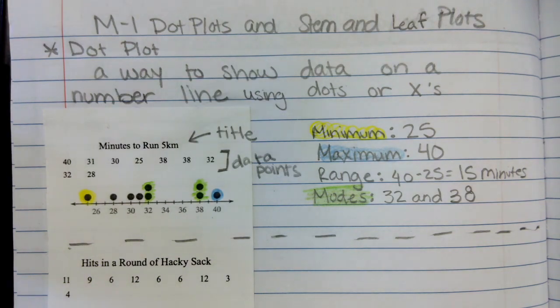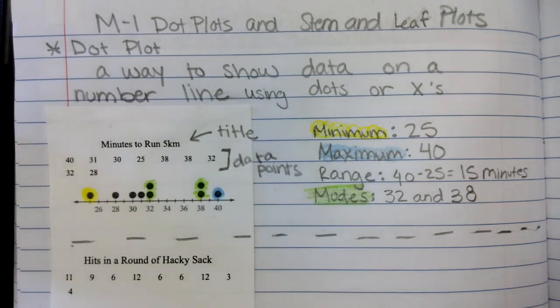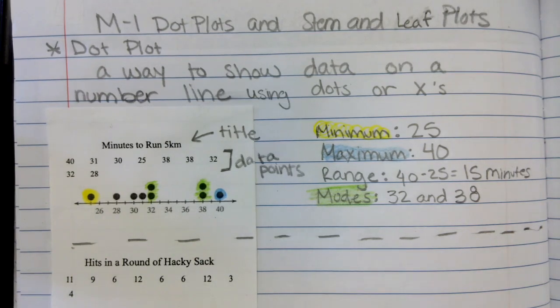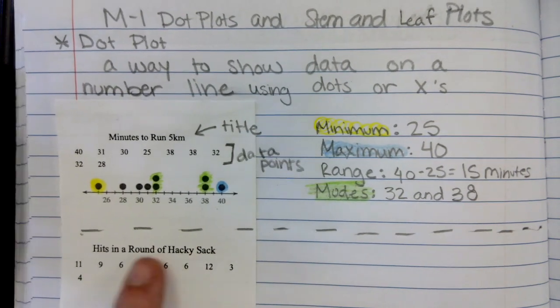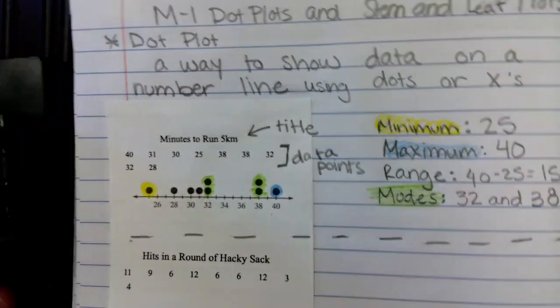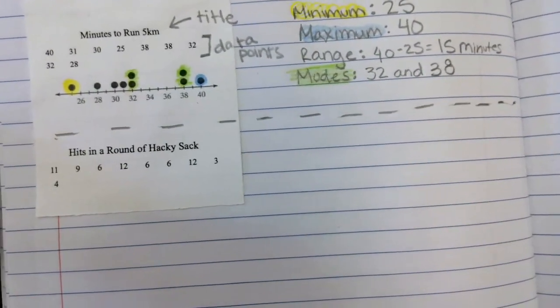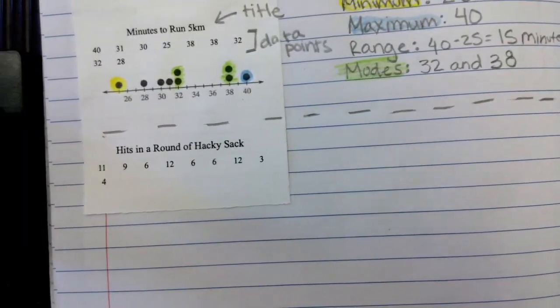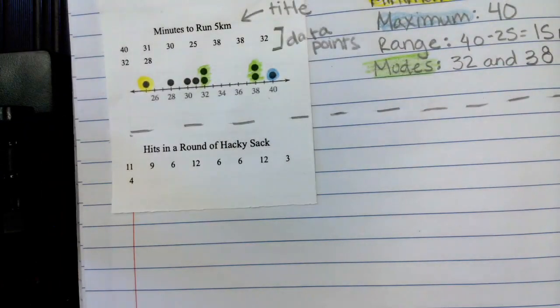All right, good catch. So as we look at this, first thing we're always going to do is look at our data and decide what kind of data do we have. So what's our range of numbers? Are they all together? Are they really spread out? They're pretty close together. What's our lowest amount of hits in a round? 3. What's our highest? 12.